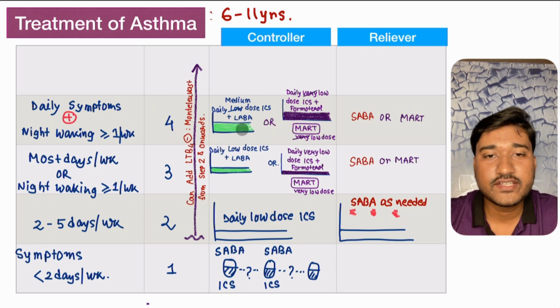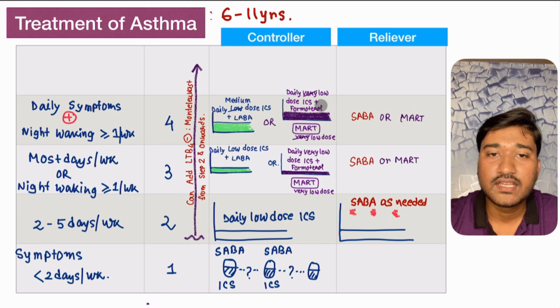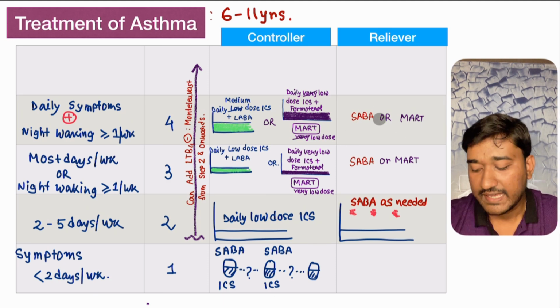or here the treatment is daily medium dose inhalational corticosteroid plus LABA, long acting beta 2 agonist. Okay, or we have MART, but we have to use the low dose MART here. Remember in step 3 we have very low dose MART, in step 4 we have low dose MART, and here the daily low dose ICS plus LABA, here medium dose ICS plus LABA, and also reliever is same SABA or MART. If you are using MART here, you have to use MART as a reliever. If you are using this combination, you have to use SABA as a reliever.